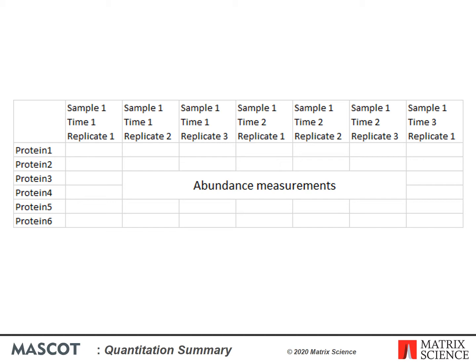Until the release of Mascot Server 2.7, we did not have a convenient way to create a quantitation summary from individual Mascot Server or Mascot Distiller result files. Mascot Daemon now includes this functionality. Searches run through Daemon that include label or label-free quantitation, including reporter methods such as iTRAQ and TMT, can be combined and annotated to create just such a quantitation summary.